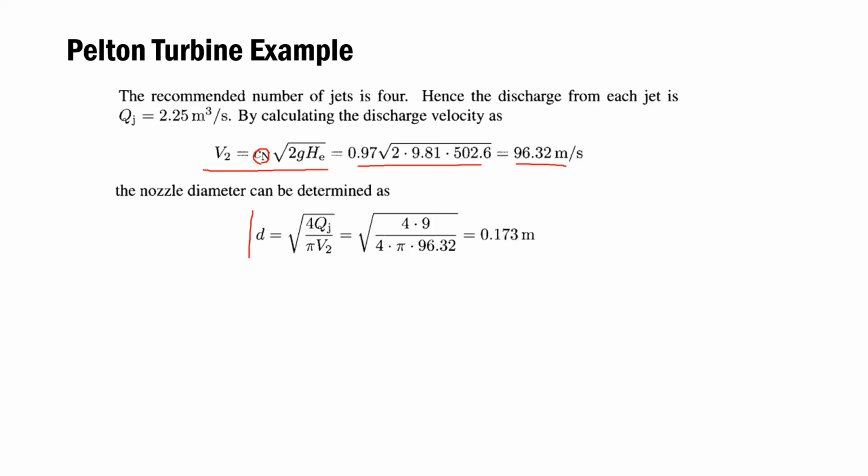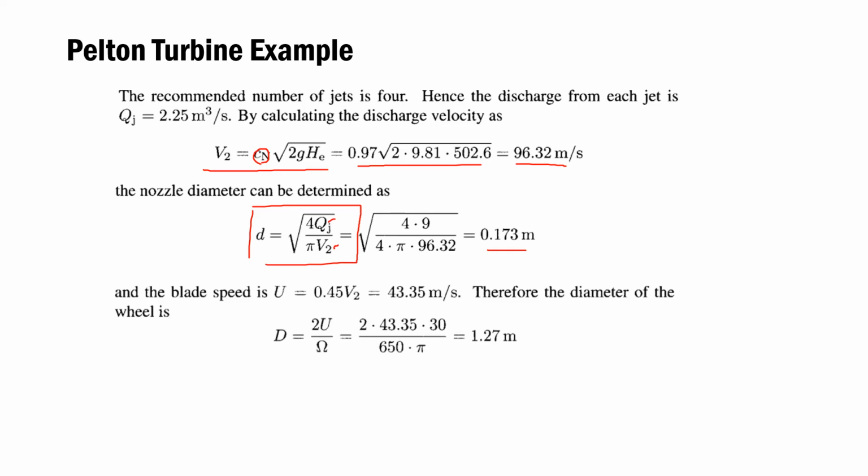Okay, so the nozzle diameter can now be determined using this equation. D equals the square root of 4Qj over pi V2, where Qj is the jet flow rate. So we have Qj and we have V2, so we can calculate the nozzle diameter, which is equal to 0.173 meters.